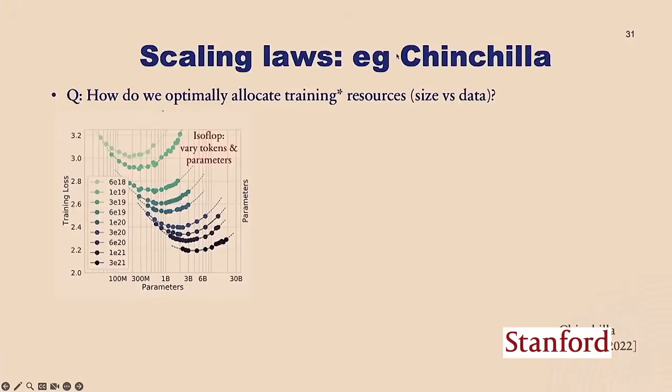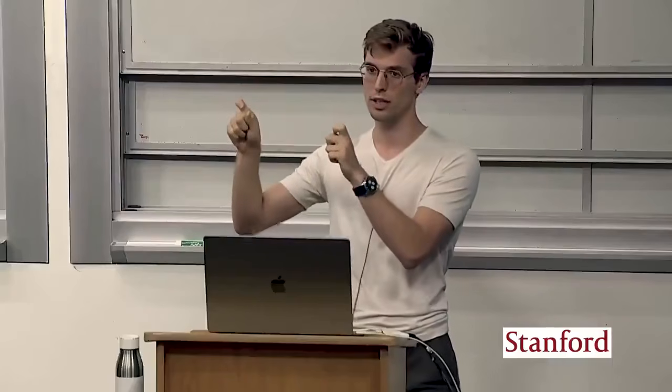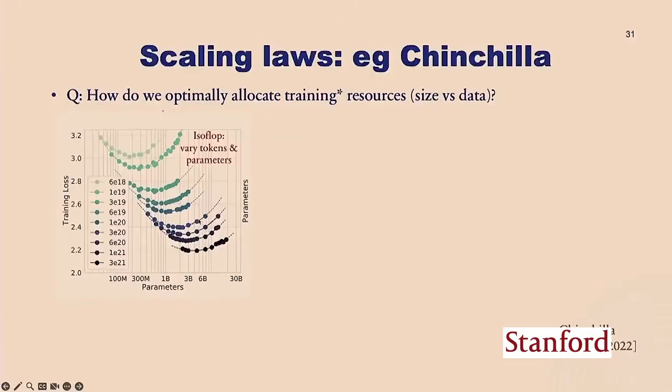The way they did it, I want to give you a little bit of a sense of what these plots are. Here you see training loss again. On the x-axis, you see the number of parameters, so the size of the model. And all these curves are what we call isoflops, which means that all the models on this curve have been trained with the same amount of compute. The way that you do that is that you vary the number of tokens that were trained on and the size of the models, but you vary in such a way that the total compute is constant. All these curves that you see with different colors have different amounts of compute. Then you take the best one for each of those curves.